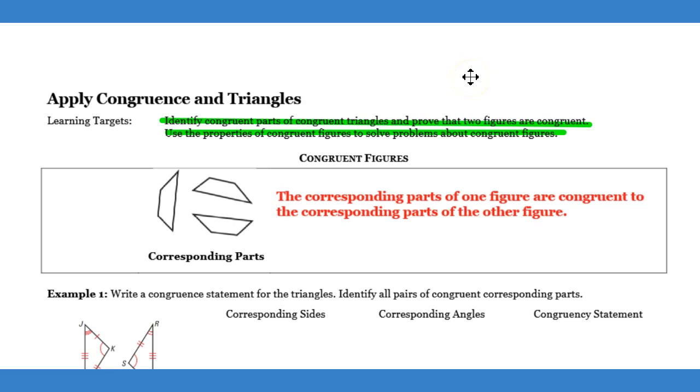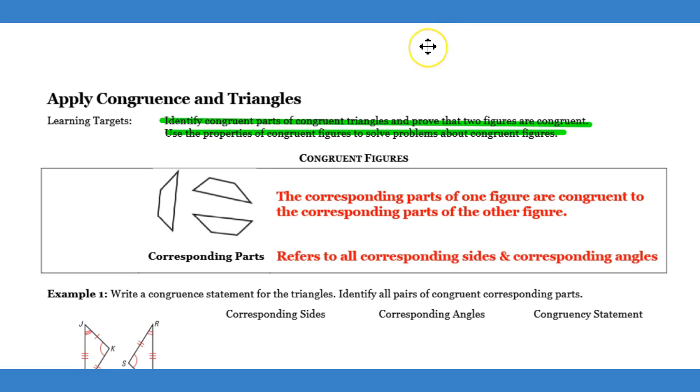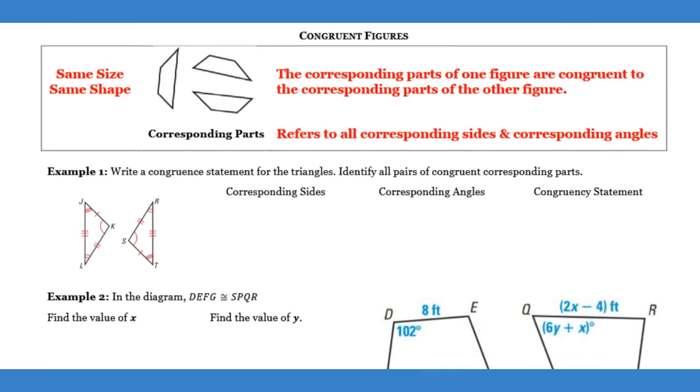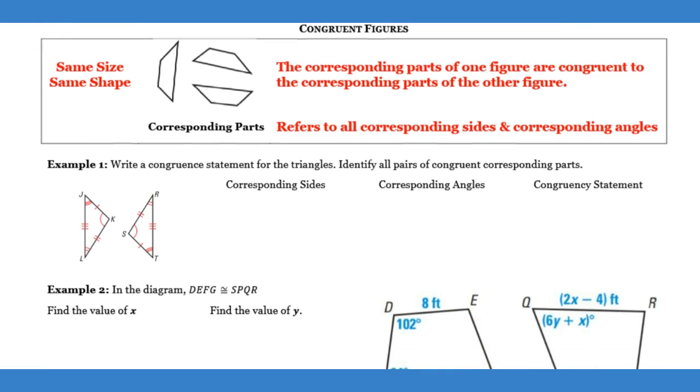In two congruent figures, the corresponding parts of one figure are going to be congruent to the corresponding parts of another figure. That refers to all corresponding sides and all corresponding angles. So in short, they have the same size and the same shape. All of the corresponding sides are the same, all of the corresponding angles are the same. So those are your corresponding parts.